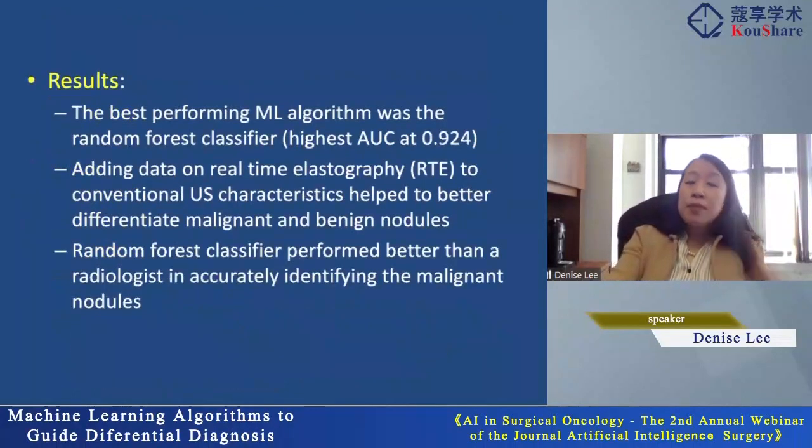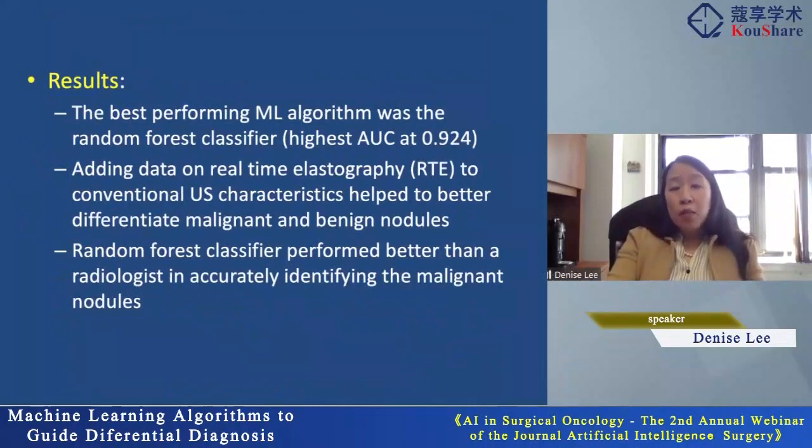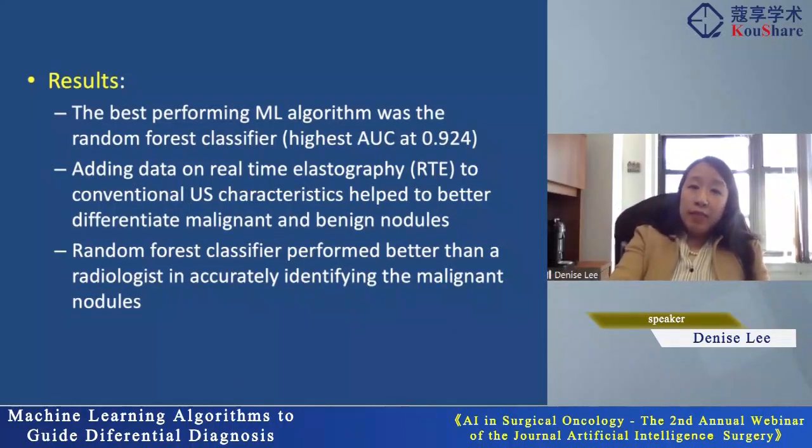And they found that their best performing algorithm was the random forest classifier, with the highest AUC. And unsurprisingly, adding additional data, such as real-time elastography, in addition to just image and conventional ultrasound characteristics, really helped to better differentiate benign from malignant nodules. They also found that their random forest classifier performed better than radiologists at accurately identifying malignant nodules.